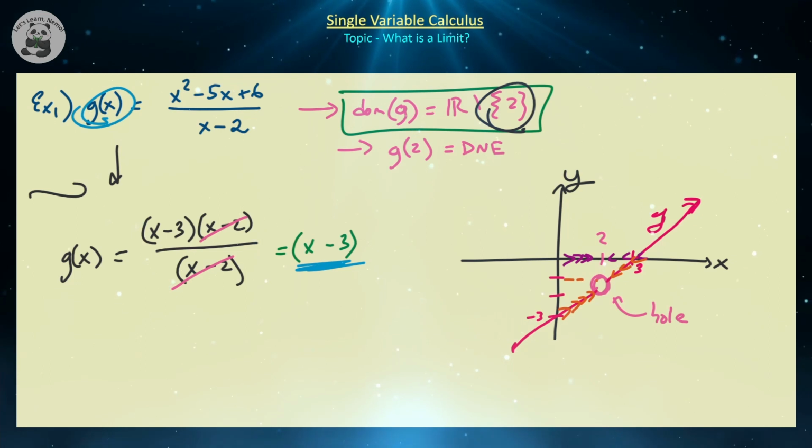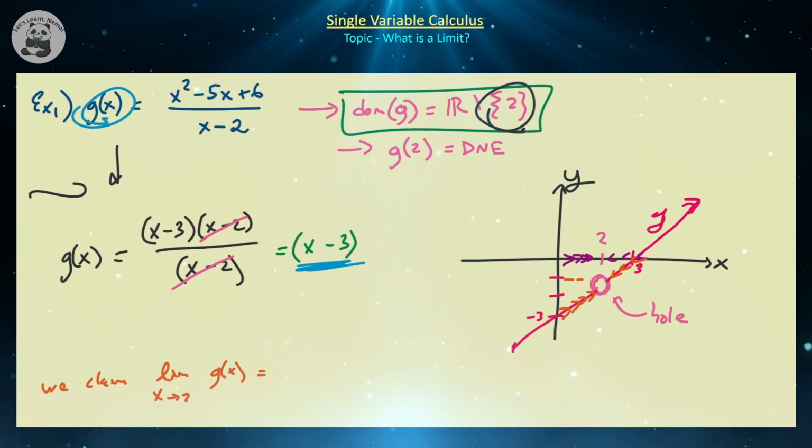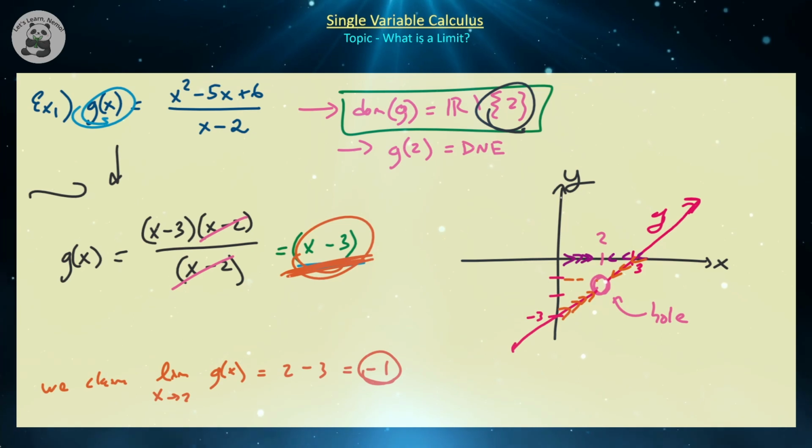So one could conjecture from this graph that maybe it approximately goes to -1, maybe -2, or something like that. So we can claim that the limit as x approaches 2 of g of x may be equal to whatever this curve is getting close to, right? And that would obviously be 2 minus 3, which is going to be equal to -1. And indeed, you would be right.